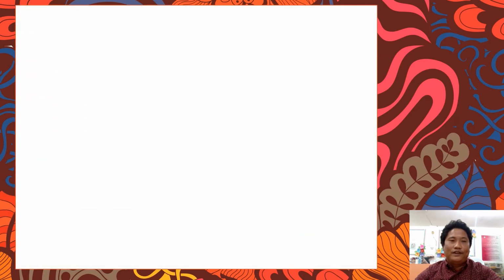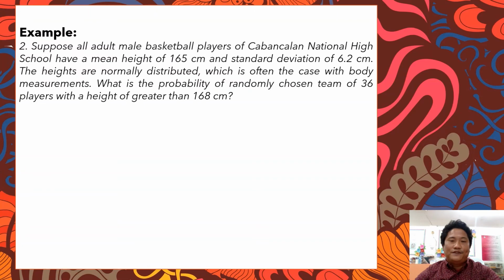And now let's have our second example. Suppose all adult male basketball players of Kabankalan National High School have a mean height of 165 centimeters and a standard deviation of 6.2 centimeters. The heights are normally distributed, which is often the case with body measurements. What is the probability of a randomly chosen team of 36 players having a mean height of greater than 168 centimeters?